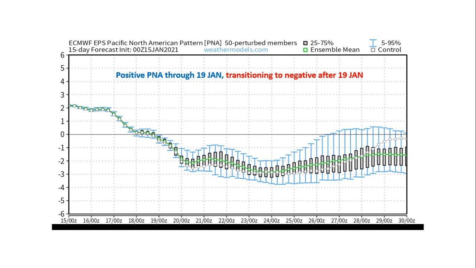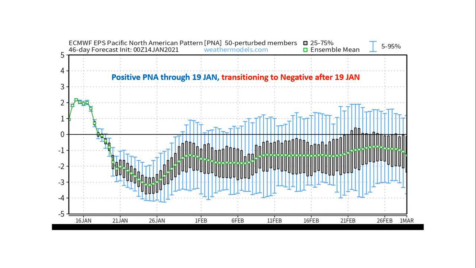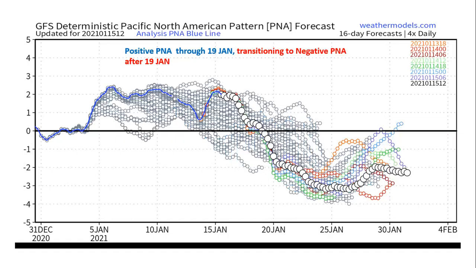European EPS PNA 50 members 46-day forecast out to the 1st of March, showing a positive tendency initially on the left-hand portion, around positive 2. Down to 0, though, around the 19th, and then down to negative territory from about 19 January all the way through 1 March, according to this model. Looking at the GFS deterministic PNA forecast, showing positive tendency of the PNA, and this is saying the same exact thing. Right around the 19th of January, we're transitioning to a negative PNA.